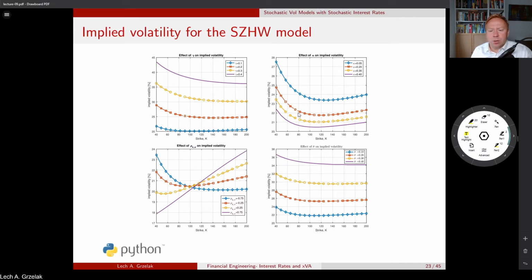So those are the shapes of implied volatilities, smiles and skews, depending on the parameters we have chosen. We have here, for example, the impact of gamma. In the Heston model, this volatility parameter was affecting just the curvature. Here we see that gamma affects also the level. There is some impact on the curvature, but it's more the level. If we look at kappa, the same. It mainly impacts the level, not so much the skew.